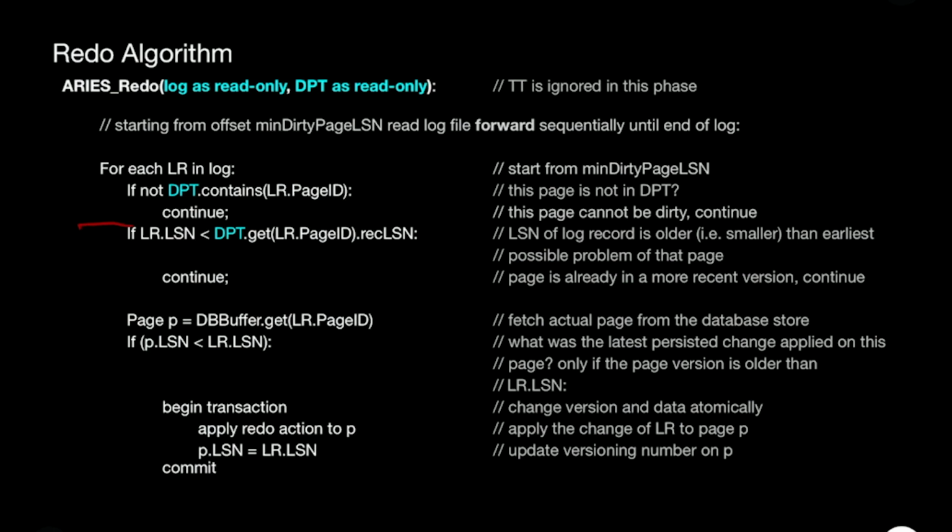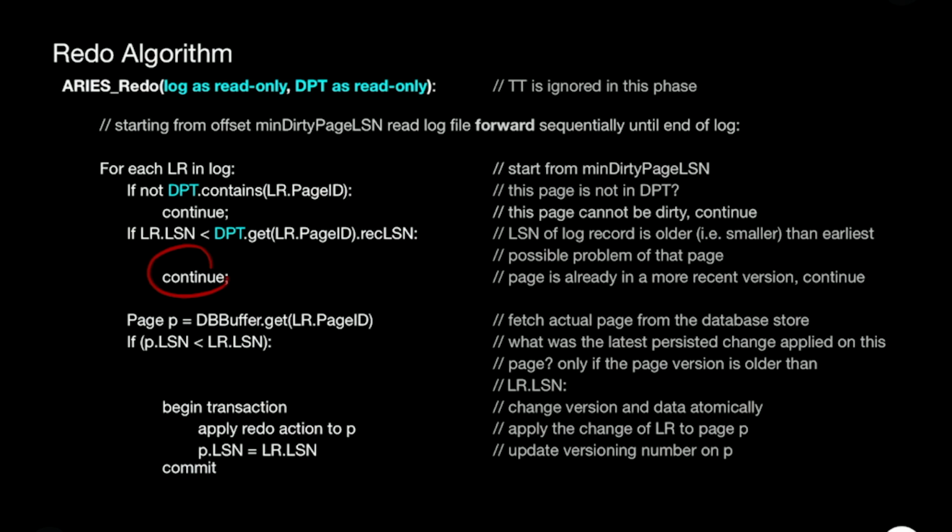Okay, so if it's in your dirty page table, which is the case here, then you check whether the log sequence number of the log record you're looking at is strictly smaller than the rec LSN you find in your dirty page table. In other words, you want to find out whether the log sequence number you have in your hands is non-problematic. The dirty page table gives you the rec LSN, the first log sequence number that might have dirtied the page. If your log record has a log sequence number that's older, in other words strictly smaller, you don't have to do anything because you know the dirty page already has that version applied. It's an older version, so again, you can continue.